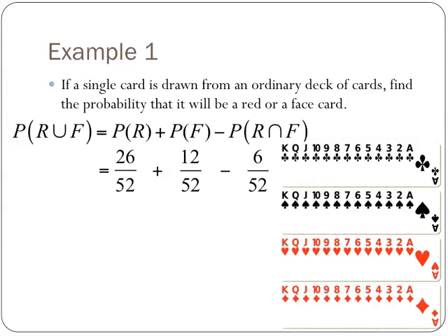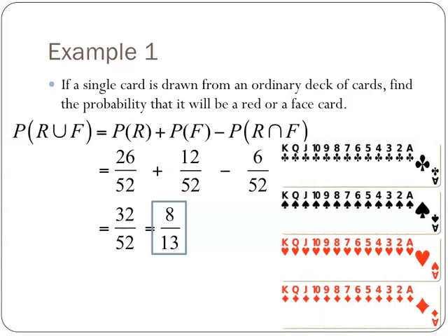You'll notice that when we counted up the 26 red cards and then we counted up the 12 face cards, there were 6 cards that overlapped. And that's exactly what we're subtracting out here. So this ends up being 32 out of 52. And if you simplify that, that comes out to be 8 over 13.